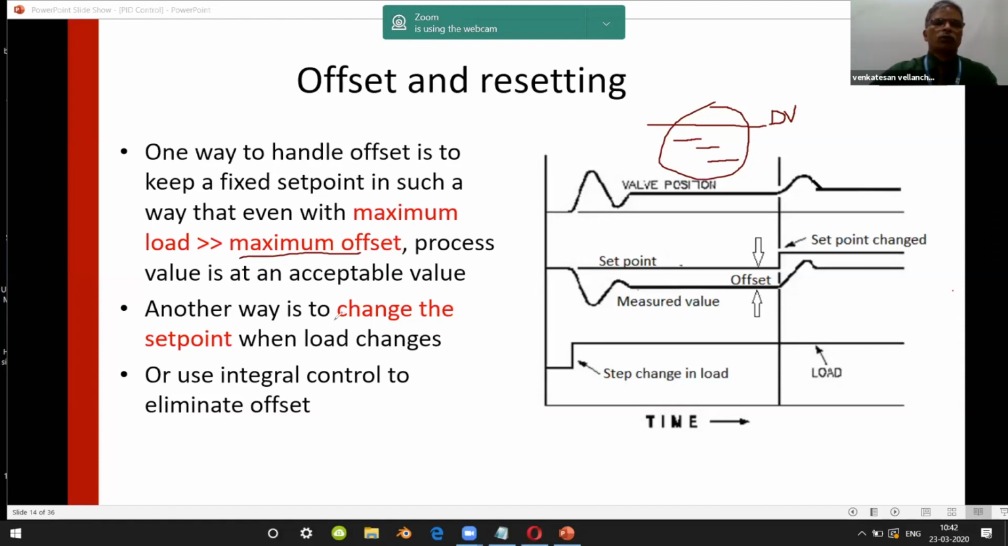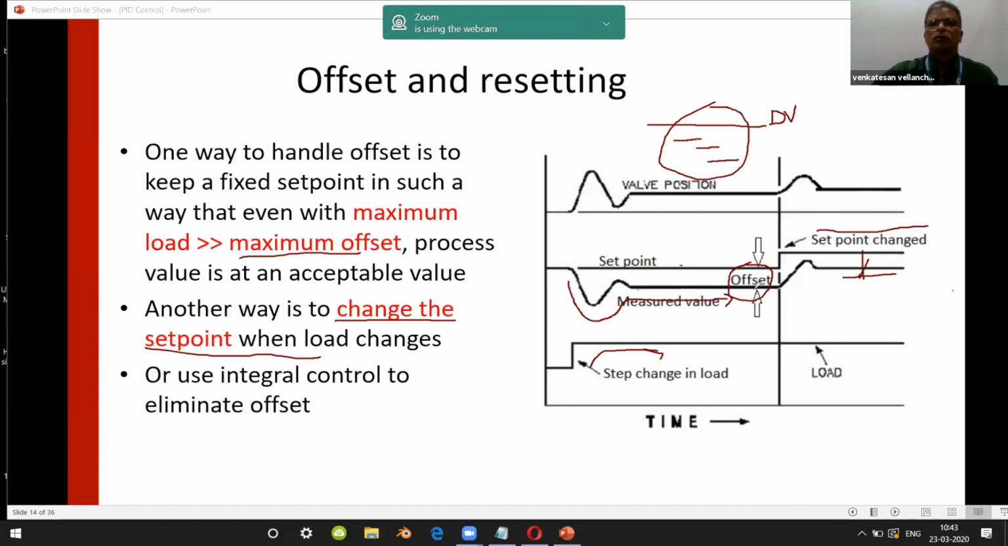Second way of handling is you keep changing the set point when the load changes. So in this example, you can see the load is changing, load increased, the water level came down, and it's settling down here. This much offset is there. But if I want to bring the water level back to where I want, then one way of doing it is to change the set point. So increase the desired value of water level to this point, then the actual value of water level reaches here. So you will notice that offset is not gone. Here also you get offset.